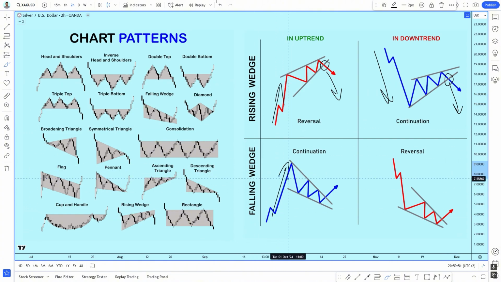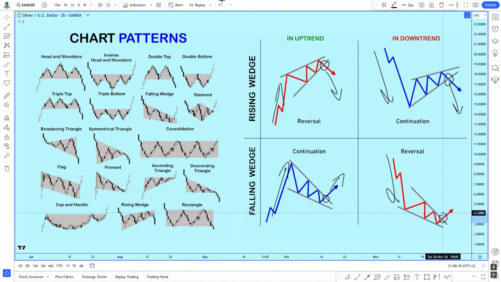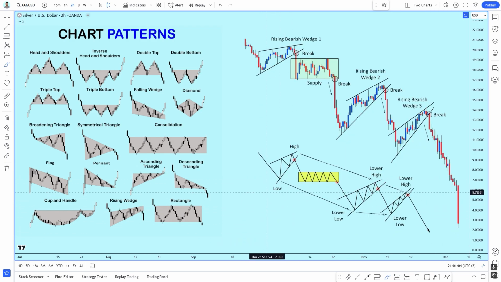In an uptrend, we want to wait for the price to break this trend line and then look for opportunities to enter a buy trade. Here, in a downtrend, we also have these two trend lines and we want to wait for the price to break this trend line and then again look for opportunities to enter a buy trade. I traded this pattern many times and I consider it to be very useful.